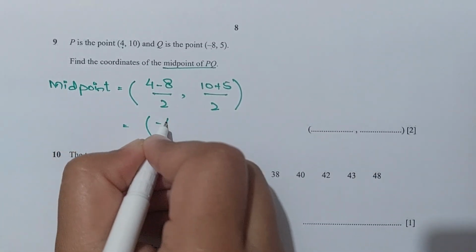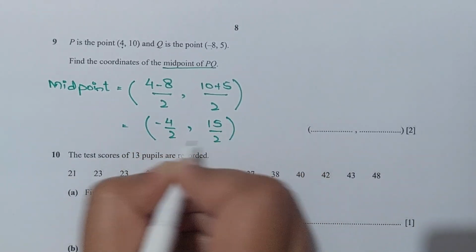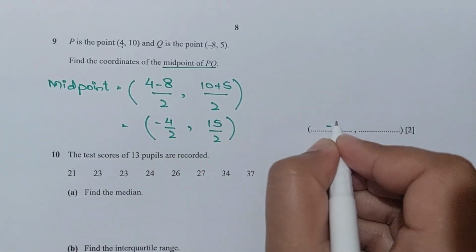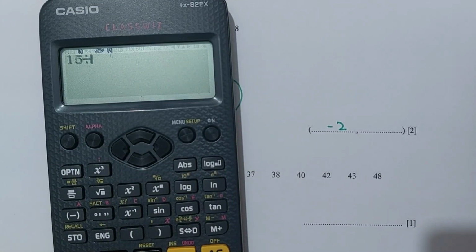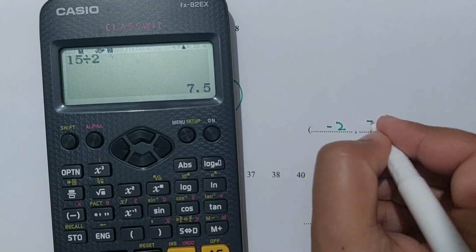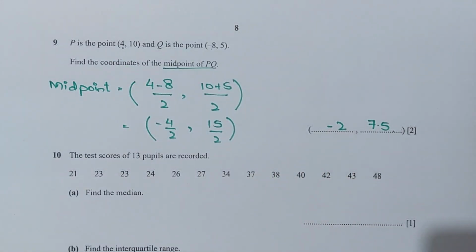So this becomes -4 over 2, and here we have 15 over 2. -4 divided by 2 is -2, since 2 times 2 is 4. So the x component is -2, and what is 15 by 2? I guess it's 7.5. Yes, 7.5. That is the midpoint.